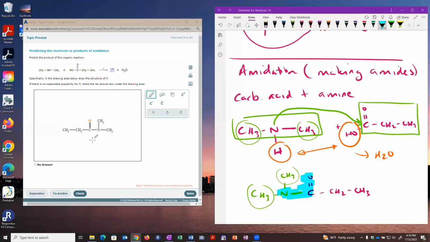All right, so here you have your product drawn. There's a C double bond O N. It looks just like the one that we drew on the paper, but it's just flipped around. It's the exact same molecule.